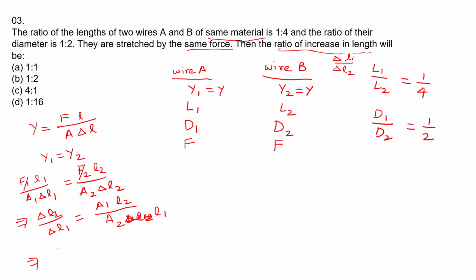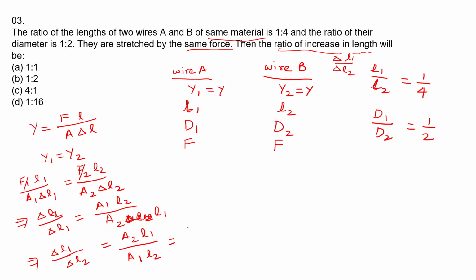So taking the reciprocal, delta L1 by delta L2 will be A2 L1 divided by A1 L2. Here I have actually taken capital letters, don't get confused, let's make it small: L1, L2. Here also let me write L1, L2.